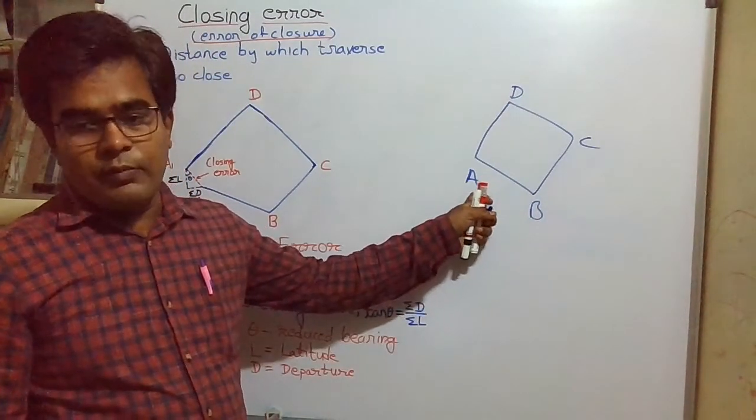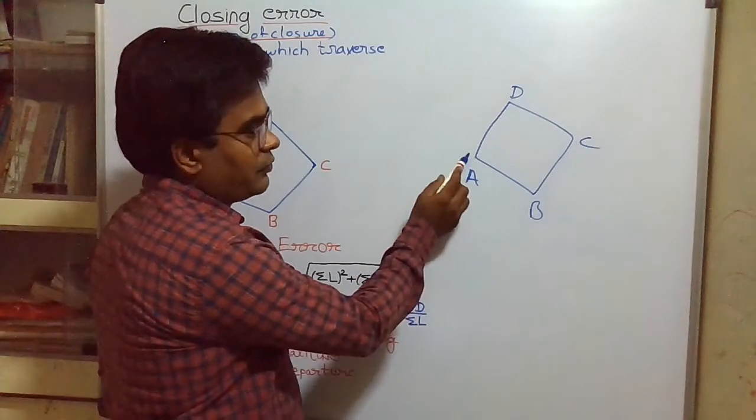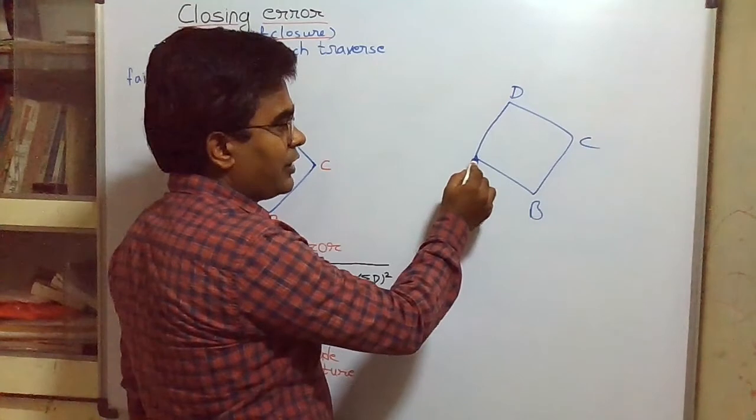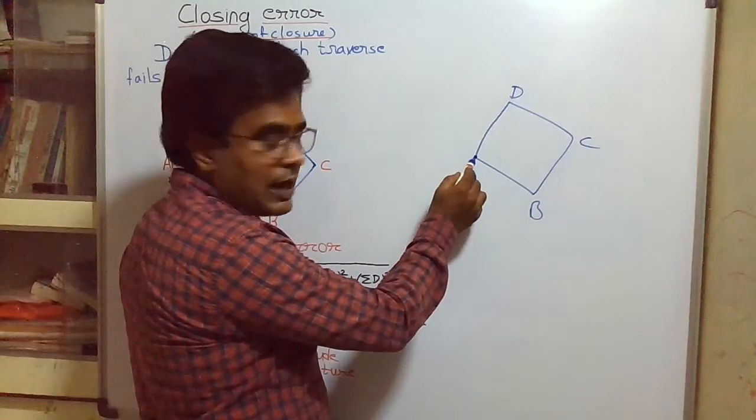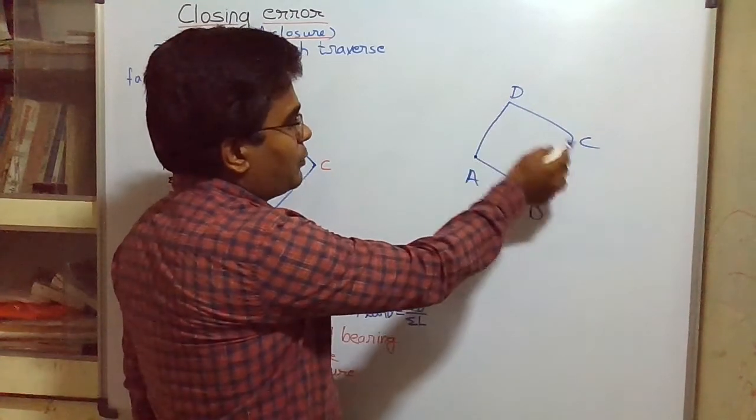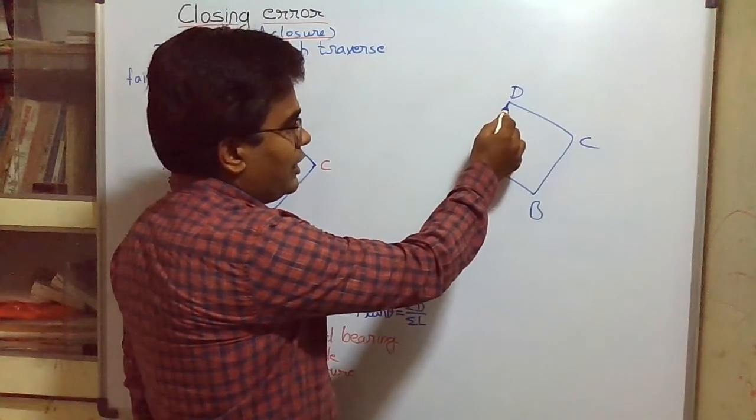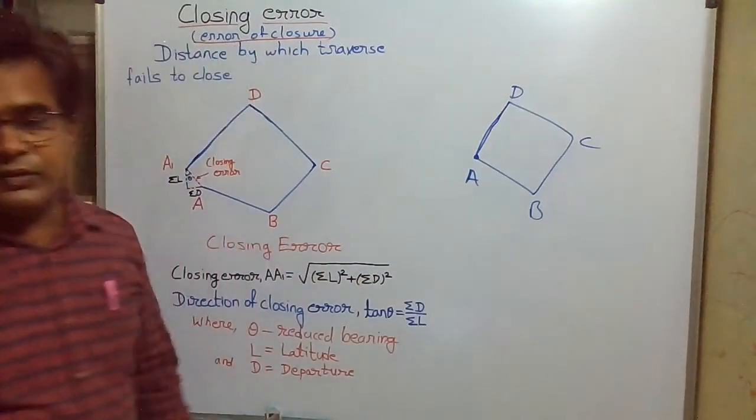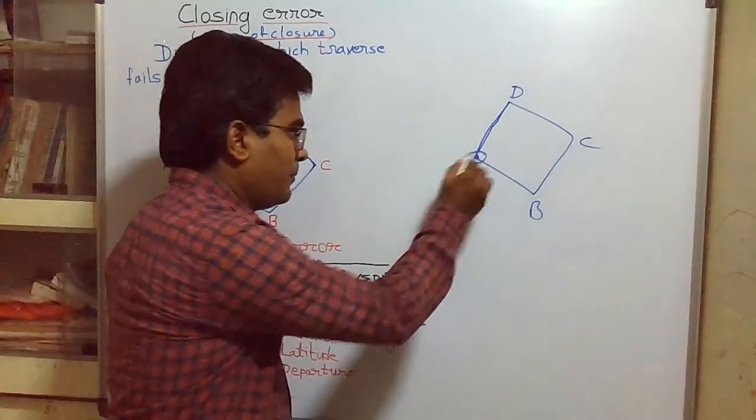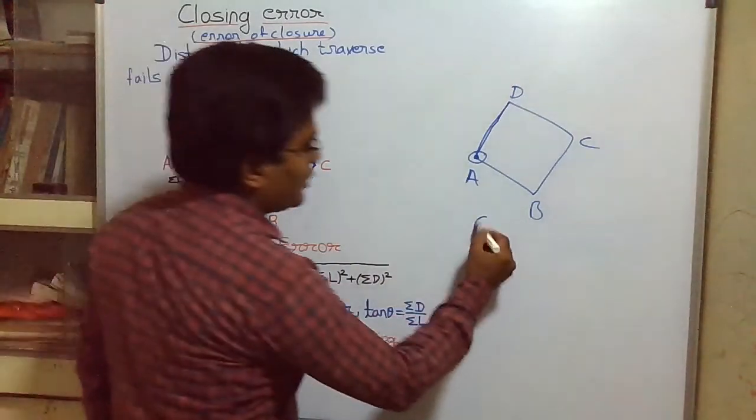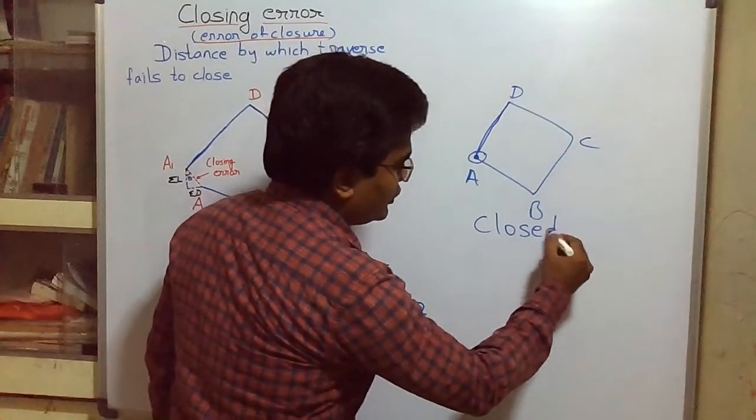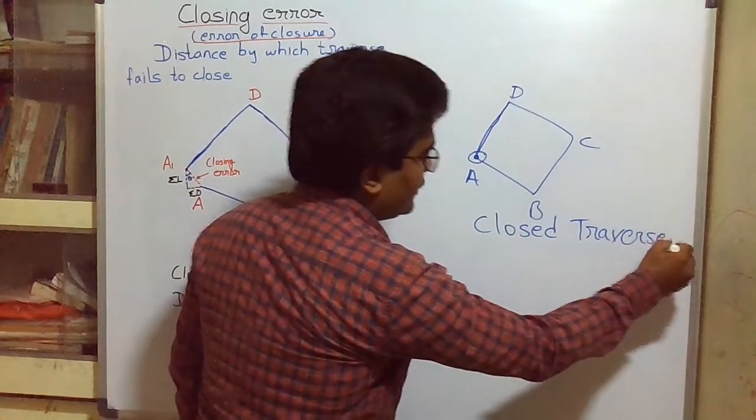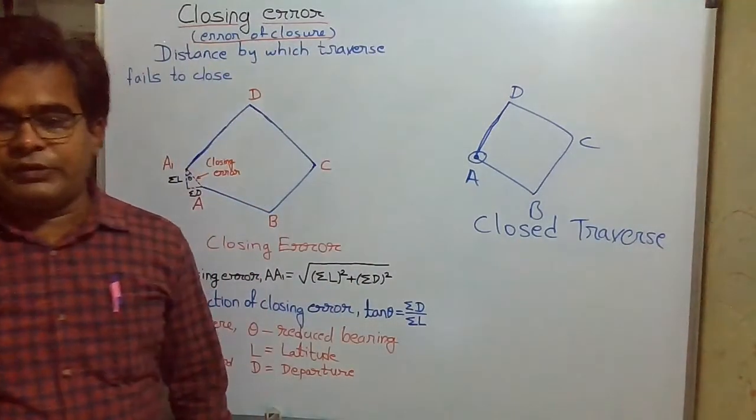Why? Because here, if we consider this as a traverse like AB, BC, CD, and there is another DA. Here, the traverse starts from point A, and again the end point of the traverse, that is the end point of the leg DA, meets this starting point A. So this figure we can call a closed traverse.